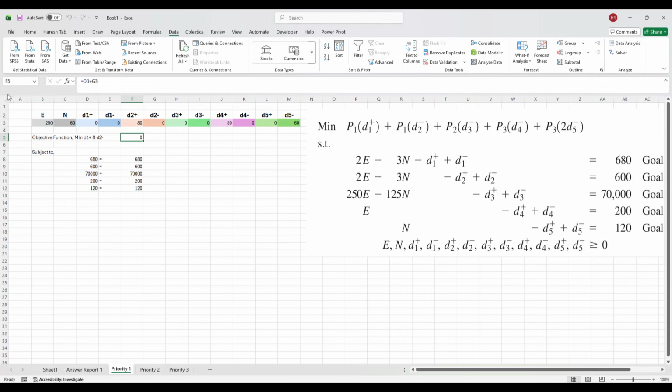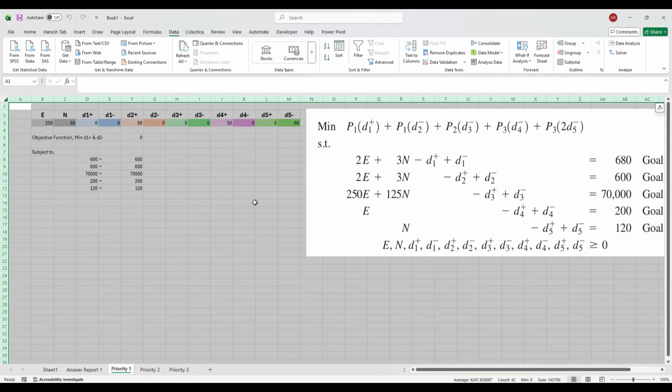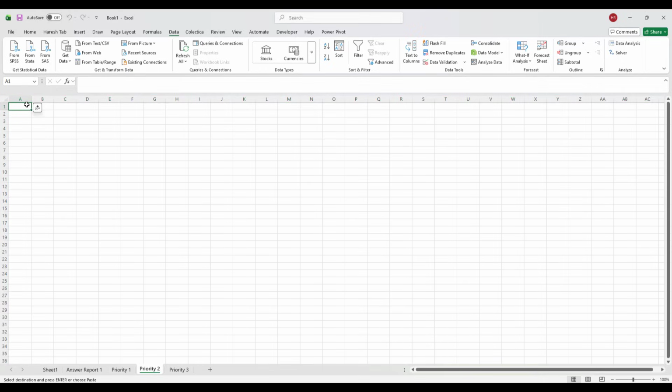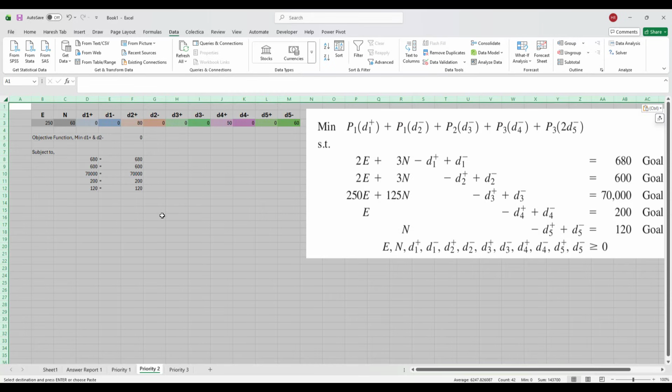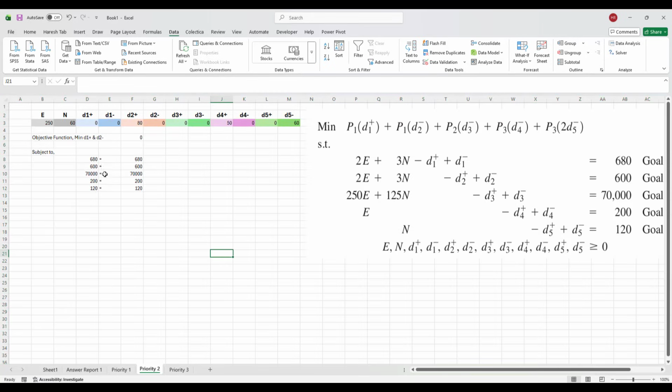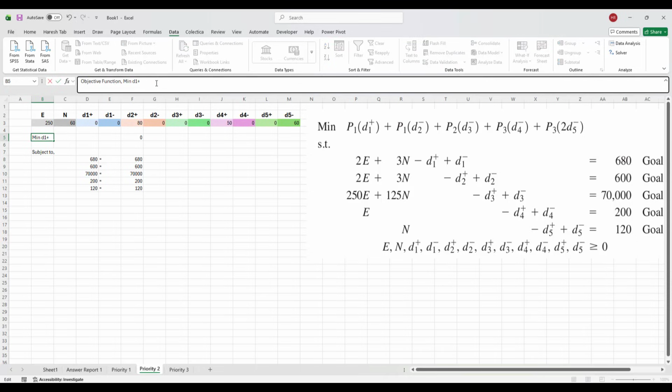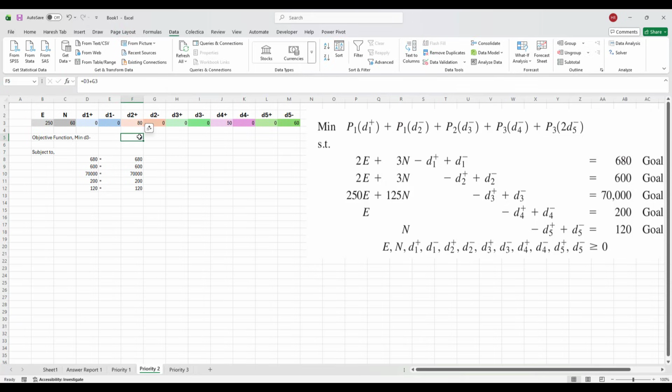What I will do is simply copy this, Control C, into my priority 2 sheet. What are the changes I will make? My objective function is to minimize D3 minus, priority 2. So I will change this to D3 minus, and my D3 minus is here.